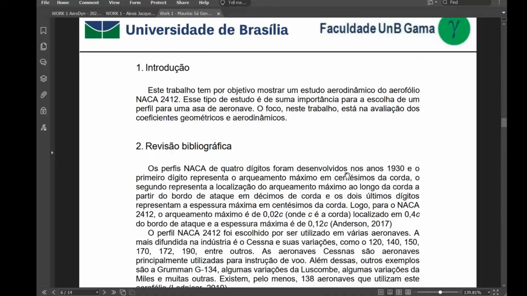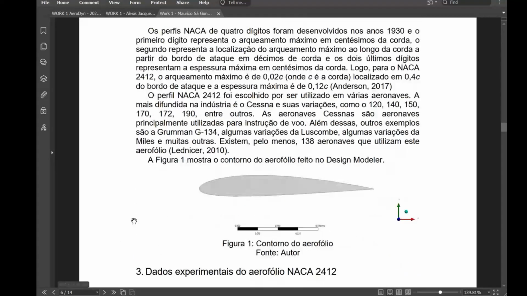Okay, let's see. Main introduction of airfoil, bibliographic revision where this airfoil is used, and drawing in Design Modeler. As you can see, quite a clean figure can be provided using a standard tool of ANSYS such as Design Modeler. Please remove any possible background on this image, and it's possible to do by setting some options of background color inside the program.